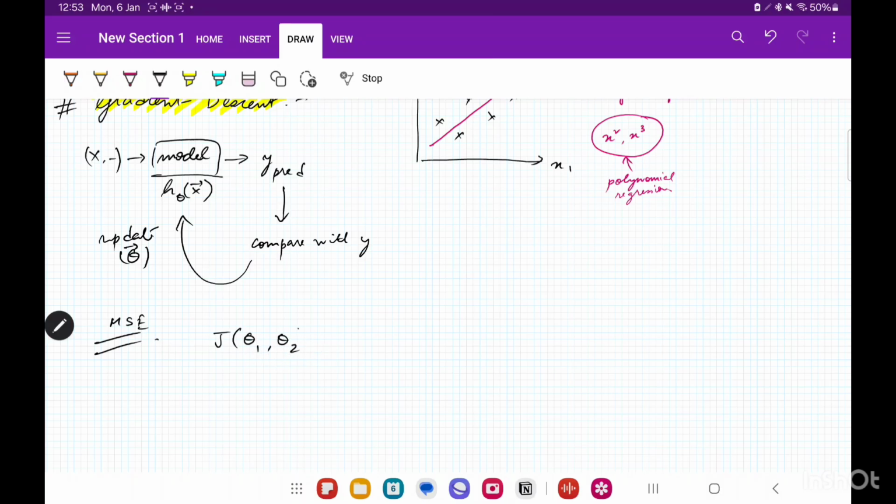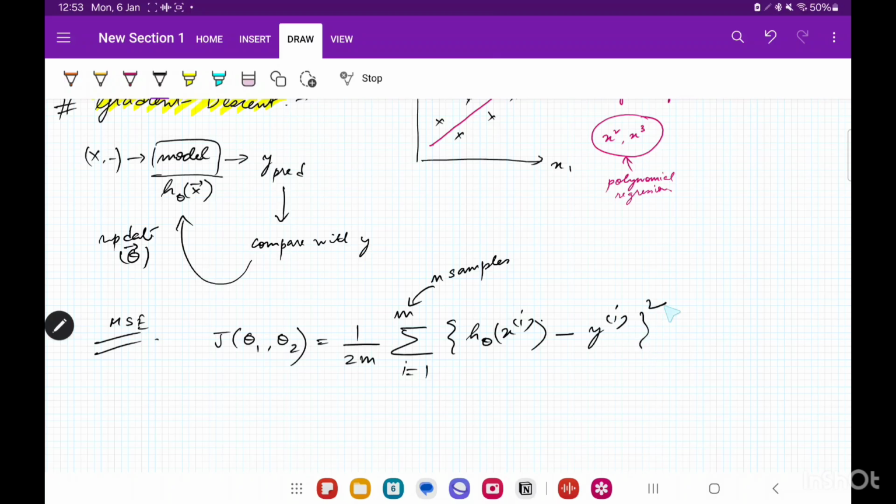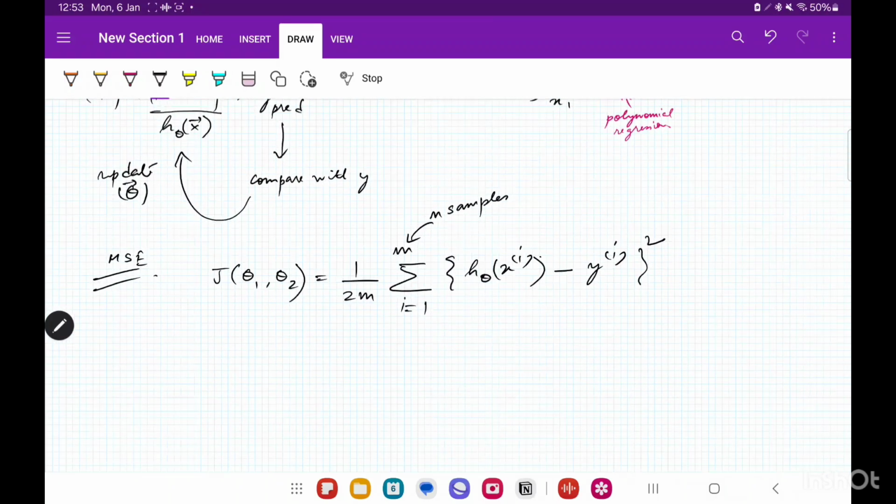So J of theta 1, theta 2, J is the loss function, which is parameterized by theta 1 and theta 2, is equal to the average of the difference between the predicted and the actual value of all the samples over a single iteration of the whole data set. That's what this whole equation means.